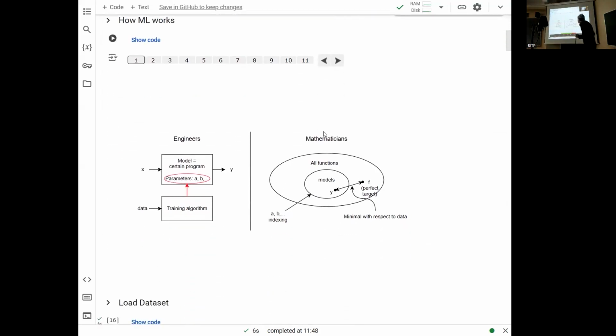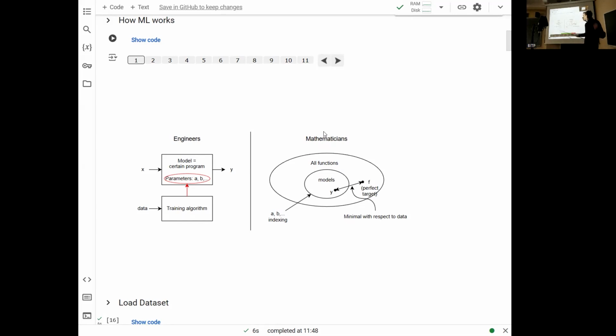Okay. Now, what is a neural network and how does it work? There are a few different ways we can look at a neural network. One of them I call the engineering way, and the other I call the mathematician's way. For engineers, it's just a program that has some free parameters inside. These parameters are calculated with a separate algorithm that we call a training algorithm, which gets some data. This is our data set. It gets this data, does something, and then deduces these parameters.